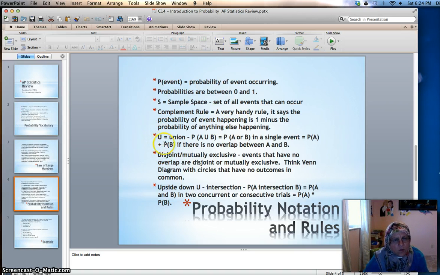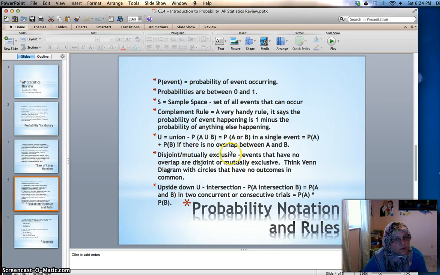The capital U looking symbol, it doesn't have the little tail on it ever, represents union. So you might see it written like this: the probability of A union B, where A and B are 2 different events. That represents the probability of A or B happening in a single event. And that's calculated by adding the probabilities: the probability of A plus the probability of B, as long as there's no overlap between A and B, like they can't happen at the same time.